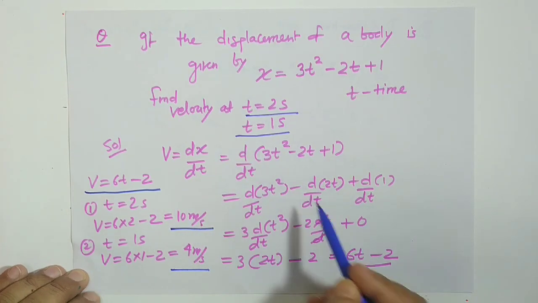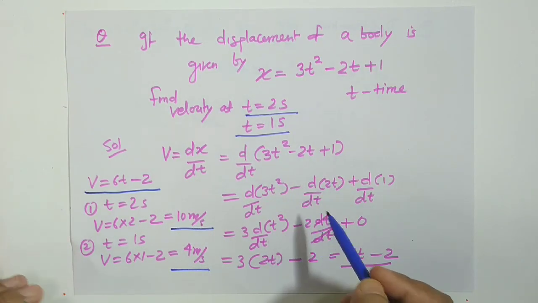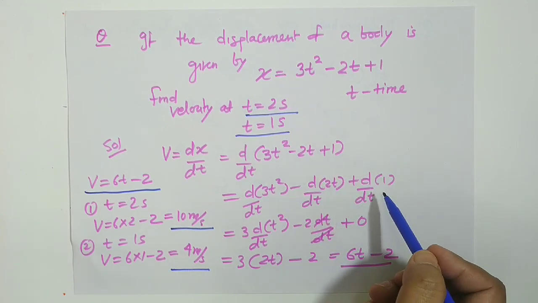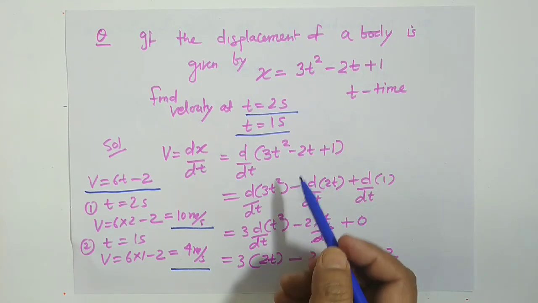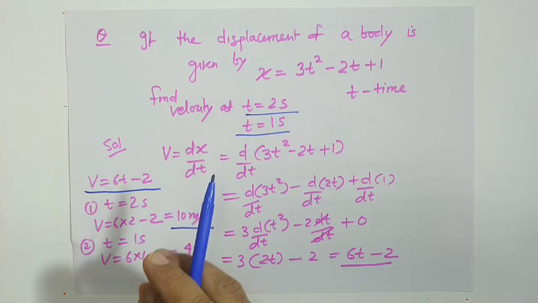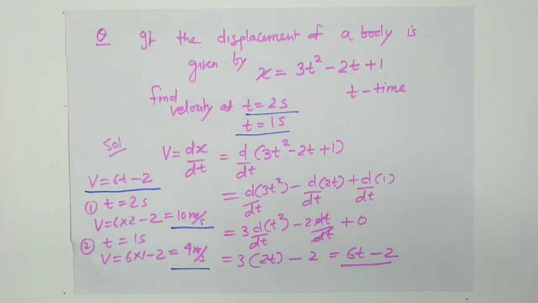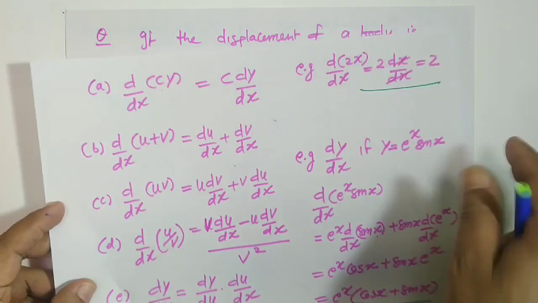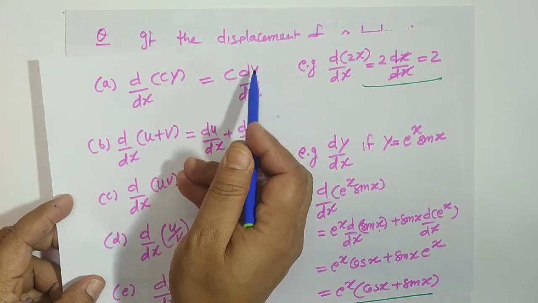So how are we going to apply it? Basic thing, we came to know that differentiation of a constant is 0, and if the constant is with the variable, it will come out. These are the rules already explained here, that if it's a constant, c will come out.